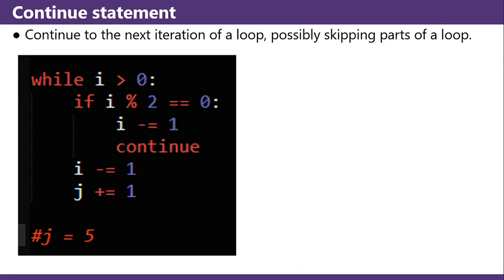Continue statement. Continue the next iteration of the loop, possibly skipping parts of a loop. In this example, j doesn't get incremented if i is a multiple of 2.